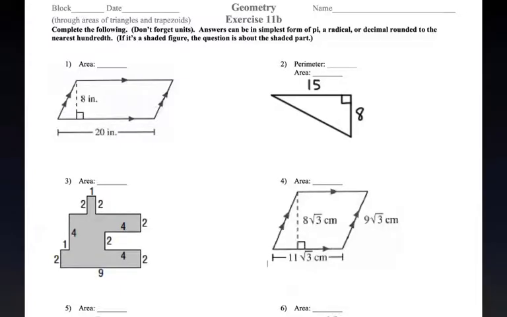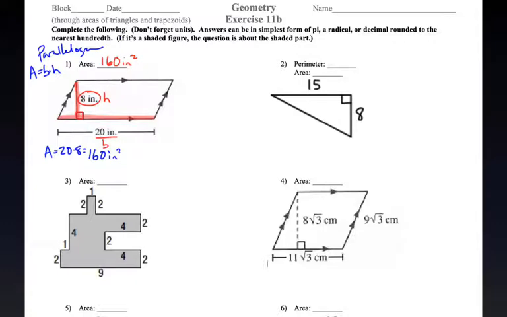All right, let's check this out. Exercise 11B. Number one, that is a parallelogram. The area for a parallelogram is base times height. In this case, the perpendicular height is 8 inches. The side that it's perpendicular to is 20, so 20 times 8 gets us 160 inches squared.